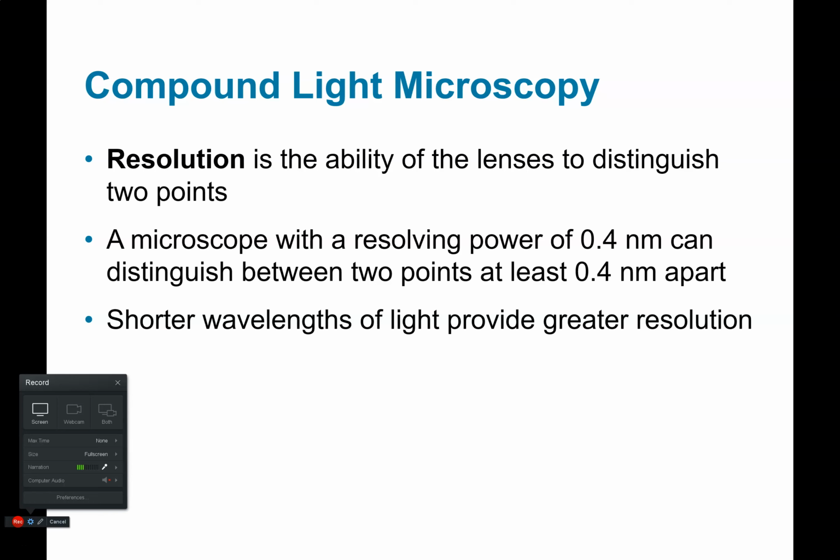And the animation did mention the resolution capabilities of a compound light microscope, and why, because of the resolution limitations, the microscope can only view up to a certain size, and why it does not work to visualize viruses, which are smaller than that. As far as light microscopy goes, shorter wavelengths of light provide greater resolution. So we'll compare light microscope resolution to electron microscope resolution. There's quite a difference because electrons have much shorter wavelengths than does light.